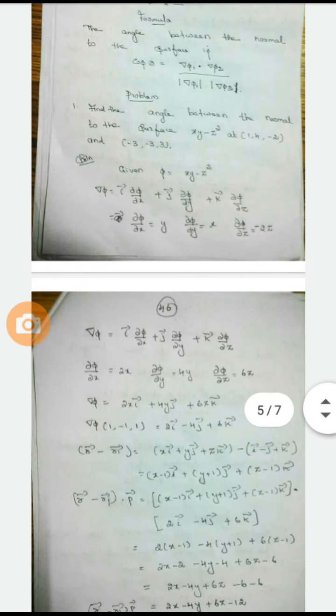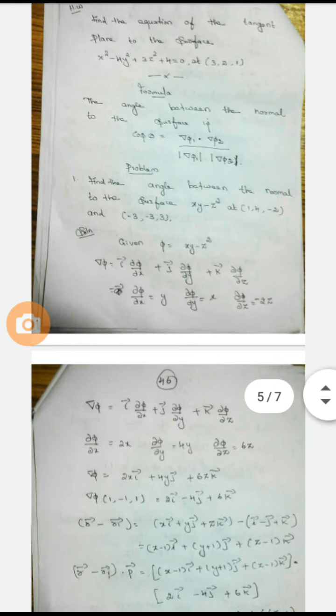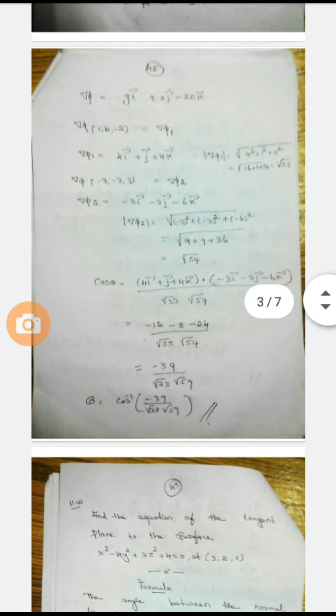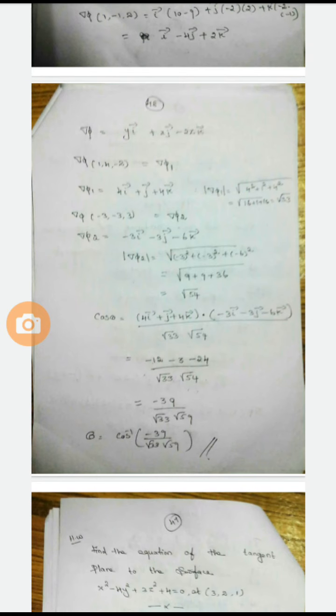So what we get, del phi is equal to y i vector plus x j vector minus 2z k vector. Now substitute the first point. First point is what? 1 comma 4 comma minus 2. Substitute that point. So we get del phi 1. Okay. So del phi 1 is equal to 4i vector plus j vector plus 4k vector.